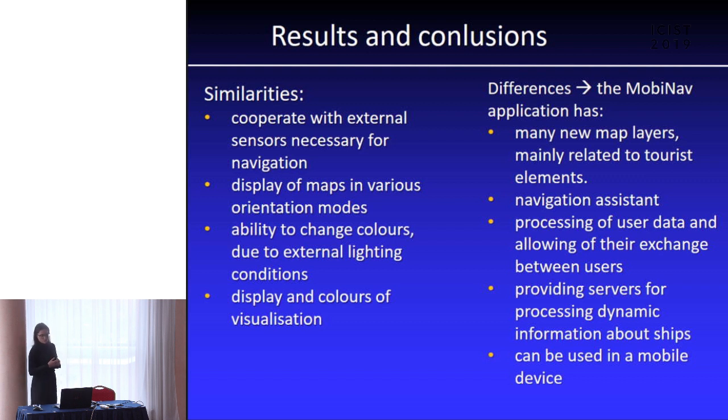Our solution is also supported by processing of user data, allowing the exchange between users. It is also possible. Next improvement is that the user can have information about other ships even without having own observation sensors like radar or others. We can see other ships. And the next, Mobinav can be used on a mobile device. It was our first requirement.